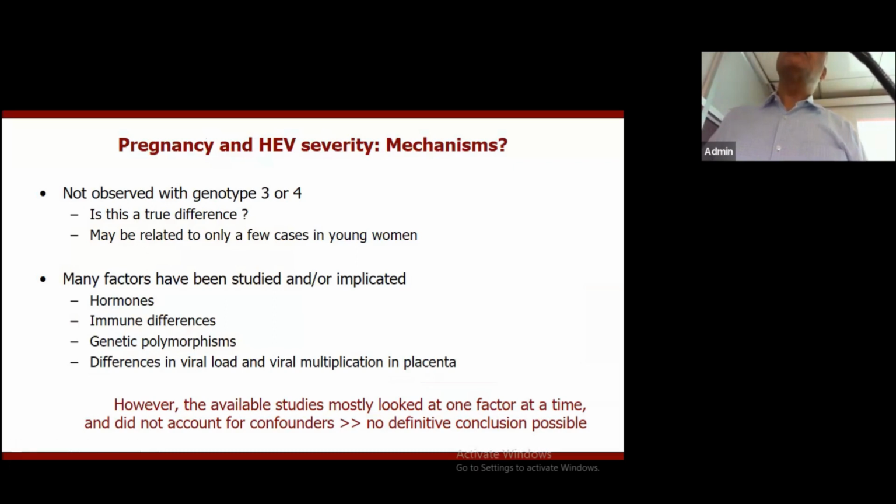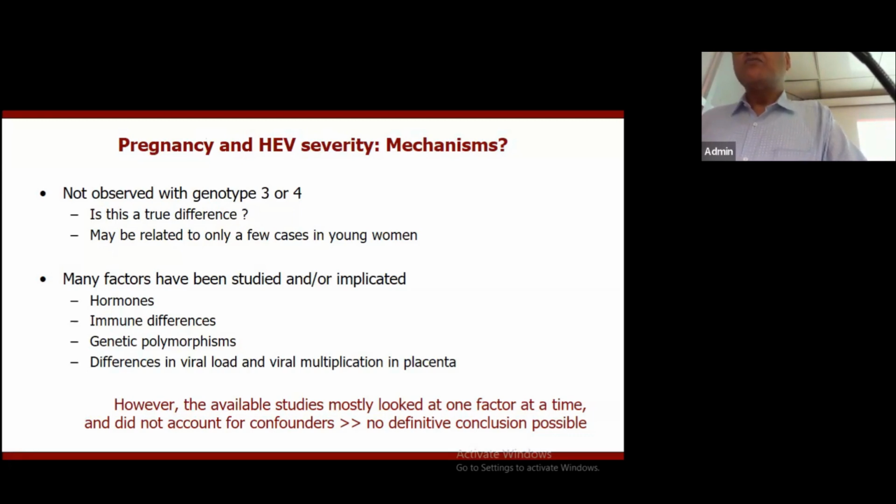This association has not been observed with genotype 3 and 4 disease. Whether it's a difference in the virus or something else, we don't know. It's also possible that genotype 3 and 4 diseases, infection is seen mainly at older age, at which age pregnancy is infrequent, at least in those populations. And also that disease is seen much more among immunosuppressed people, and they are not the people who get pregnant.